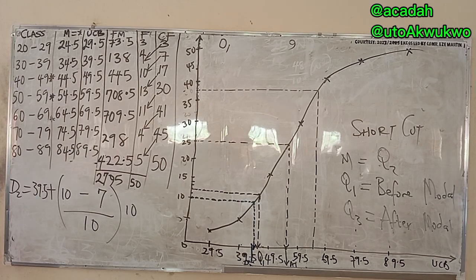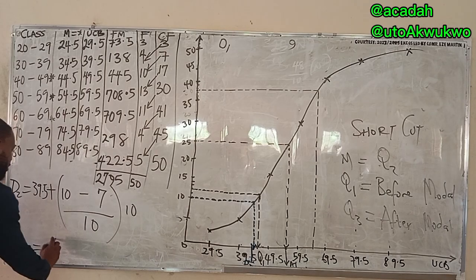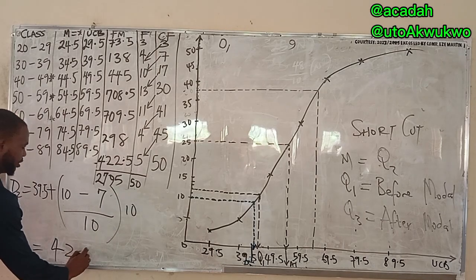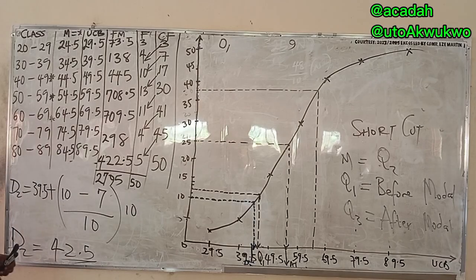So there you have it. Punch anything it gives you, that's it. 42.5. So that is your second decile.